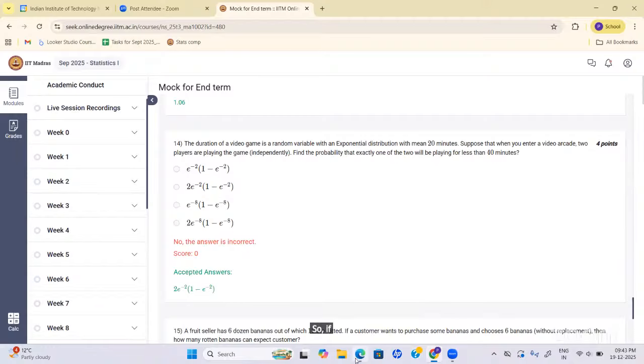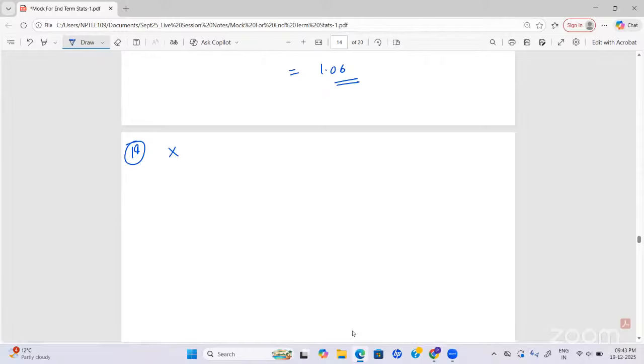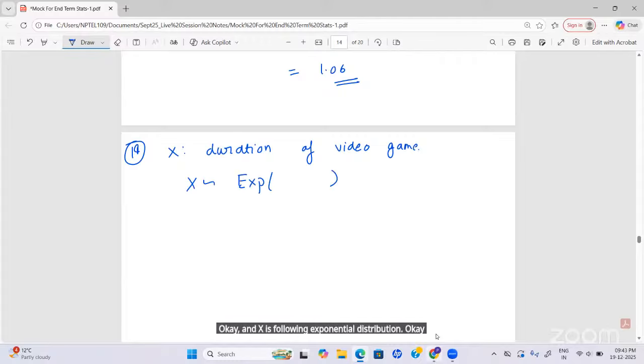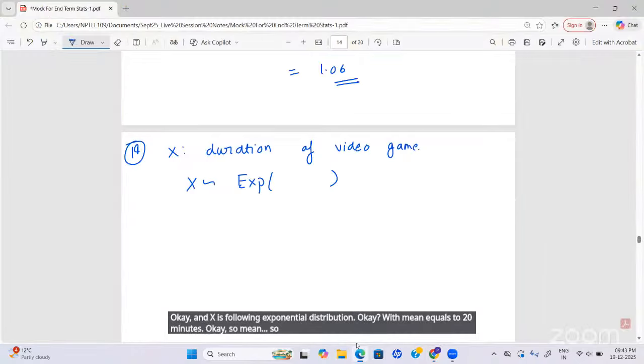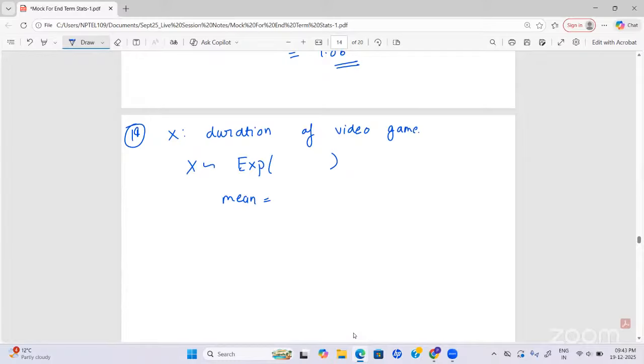So if I take the variable as X, X is the duration of the video game, and X is following exponential distribution with mean equal to 20 minutes. So what is the mean of the exponential distribution? 1 upon lambda. So this is given as 20. So the value of lambda will be 1 upon 20. So lambda is equal to 1 upon 20 here.